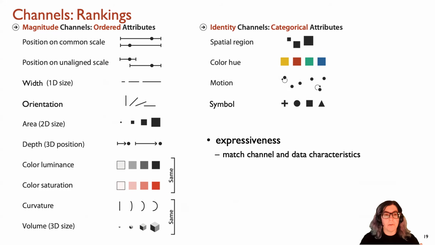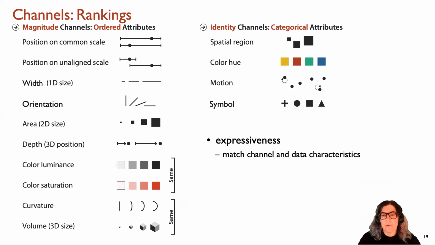These are very well suited for showing ordered data, ordered attributes. So things like position on a common scale, or width, or area, or even things like curvature. You can think of them as conveying how much of something there is. So these are a very good fit for the ordered attributes, both quantitative and often also ordinal.